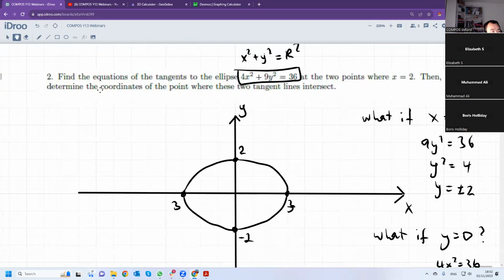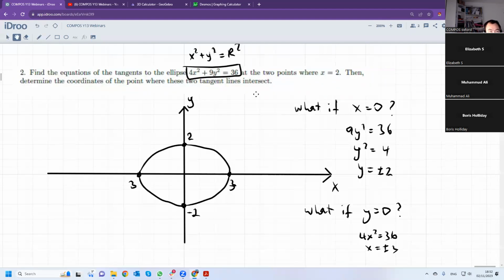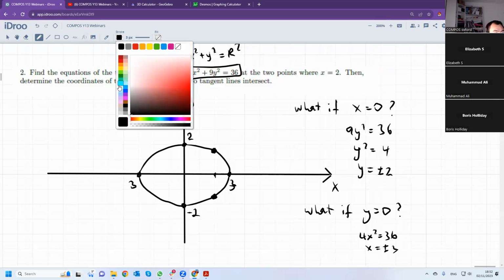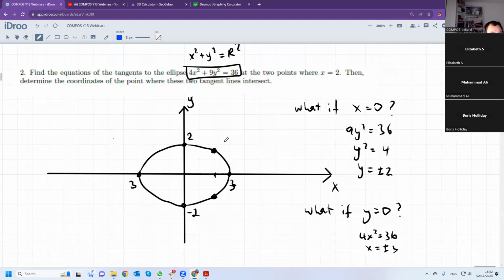Okay. Find the equation of the tangents at the points where x is 2. So x is 2. So there are 2 points where x is 2. So we can find these points. So it's 2, and now you need to find y. Well, you just plug that in.